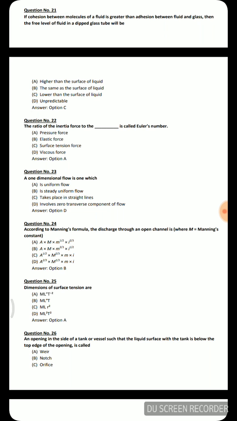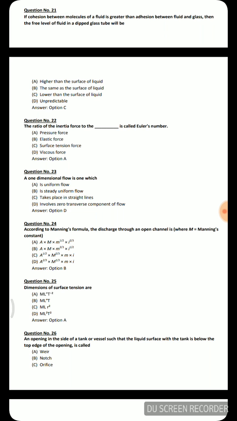Next question, a one-dimensional flow is one which: option A is uniform flow, option B is steady uniform flow, option C takes place in straight lines, and option D involves zero transverse component of flow. So correct answer is, it involves zero transverse component of flow.